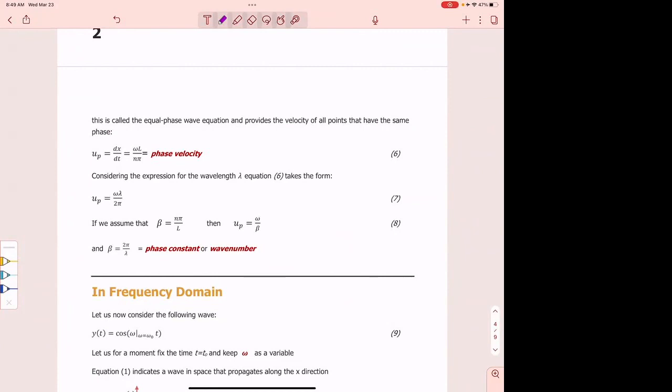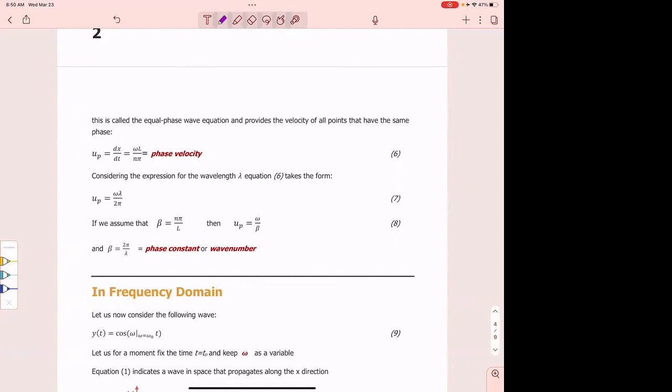So now we have defined the wavelength. Wavelength is in the space domain the distance between two peaks, for example, or two dips. That's the wavelength. Period is 1 over f, the distance between two peaks in the time domain. Then phase velocity is how fast those peaks propagate in the space domain. And beta is 2 pi over lambda, where lambda is the wavelength, and it's called the phase constant or wave number. If you define beta, then the phase velocity is omega over beta. These are all definitions. There's nothing to prove about it. We just have to define it.